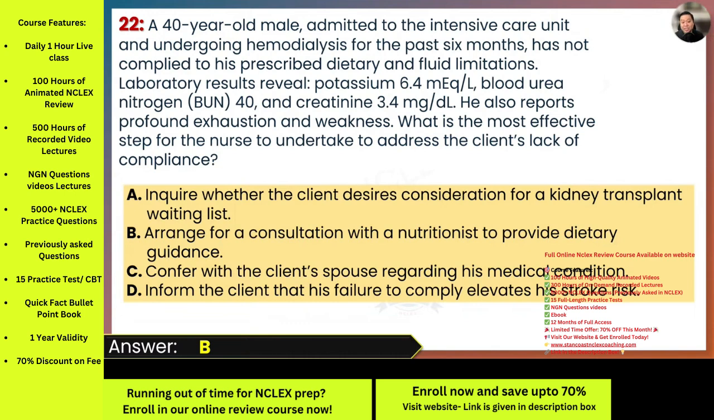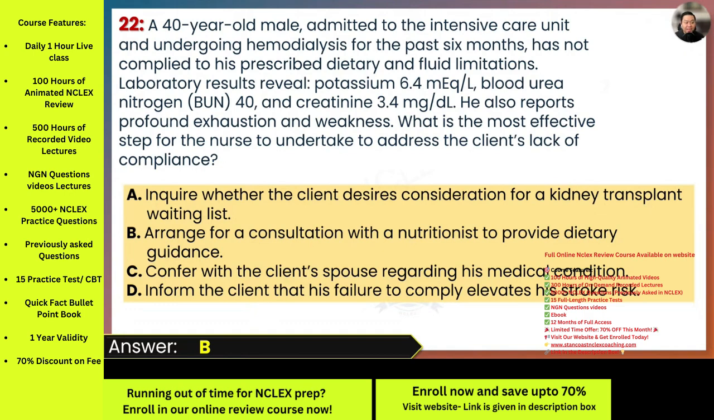By addressing why the client is non-compliant, rather than just stating the consequences, this intervention promotes much more long-term adherence rather than short-term compliance driven by fear or maybe guilt. And so this is our best option.